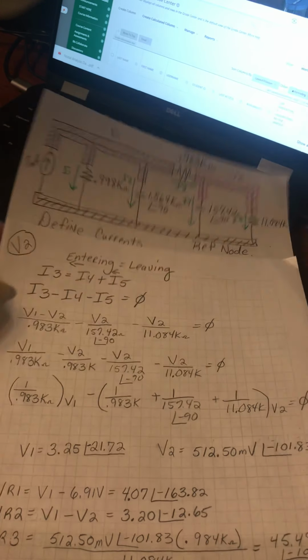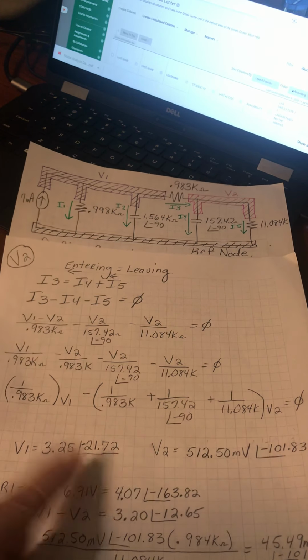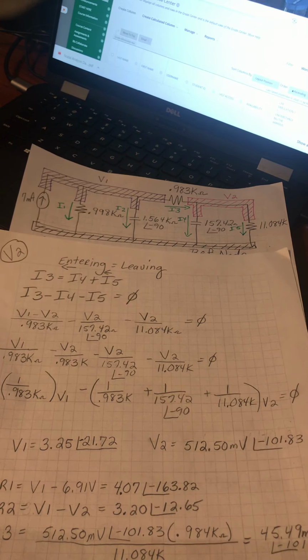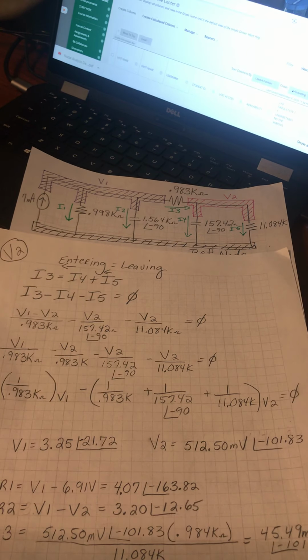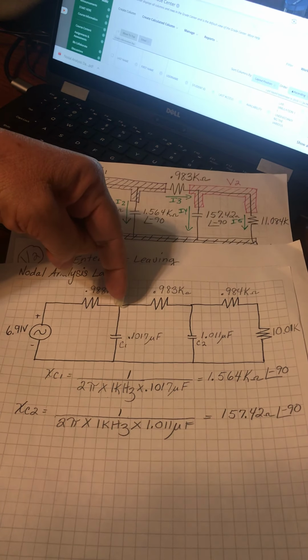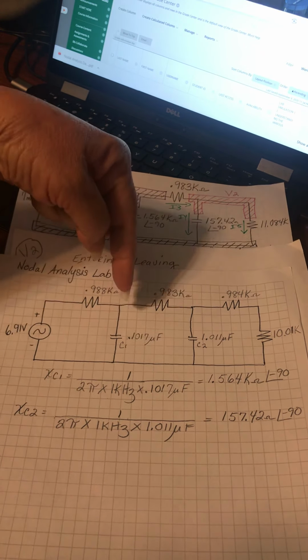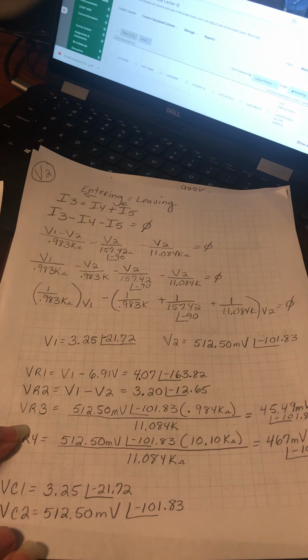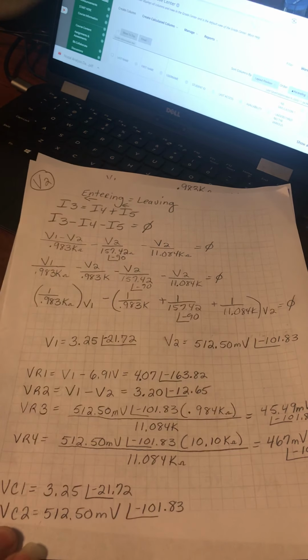Okay, once I solved and put my simultaneous equations in, I got V1 of 3.25 volts at an angle of -21.73, and V2 as 512.50 millivolts at -101.83. Once you get them, you go back to the original circuit, okay? And this area is V1, this area is V2. So to get the voltage here, it's just V1, 3.25 volts at 21.72.